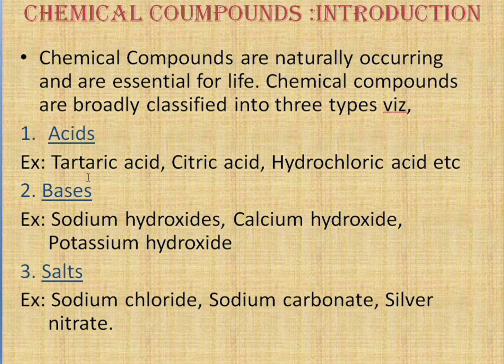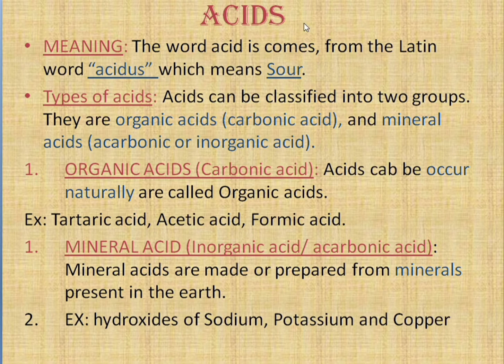Examples for acids are tartaric acid, citric acid, hydrochloric acid, etc. Bases are sodium hydroxide, calcium hydroxide, potassium hydroxide. Salt examples are sodium chloride, sodium carbonate, silver nitrate. Coming to the first category, that is acids. The word acid comes from the Latin word acidus, which means sour.